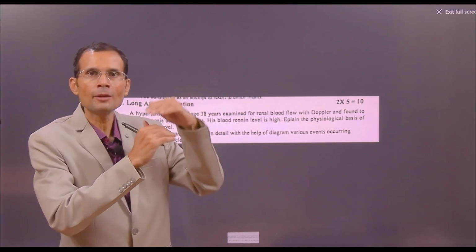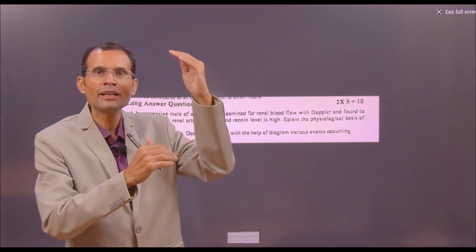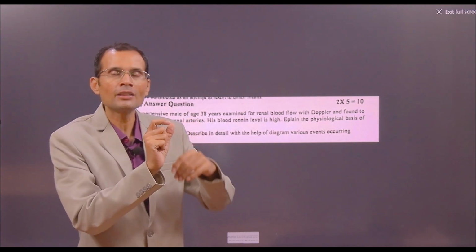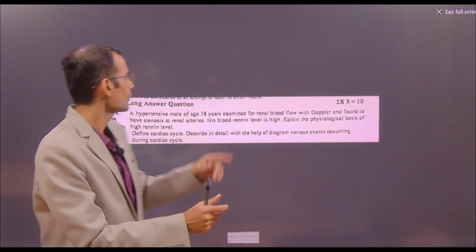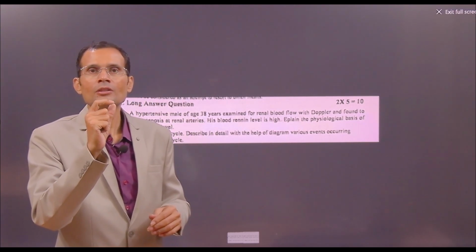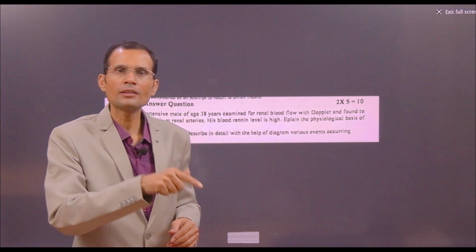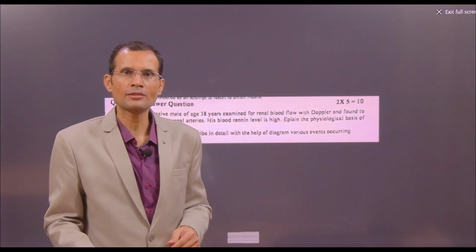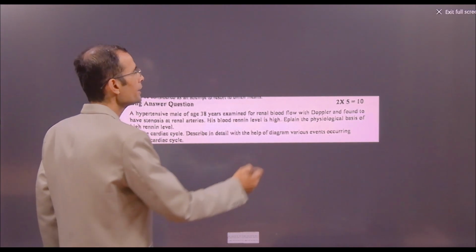Remember the first two steps, decreased blood volume and decreased blood pressure sensed by the receptors in the renal artery mentioned here, and then there will be secretion of renin, and then the renin angiotensin aldosterone axis flow chart has to be drawn. That's it.